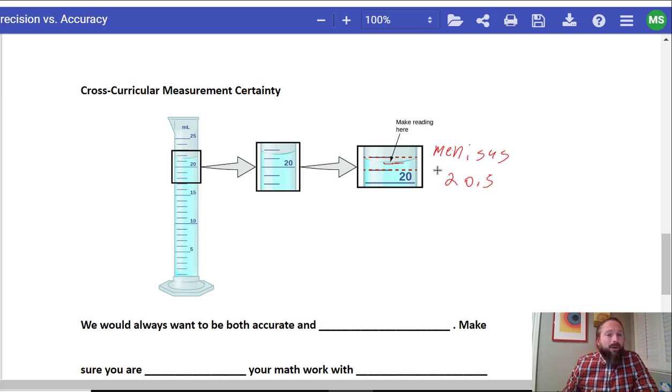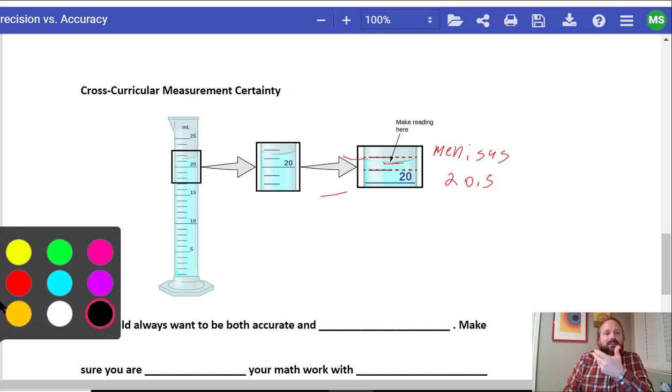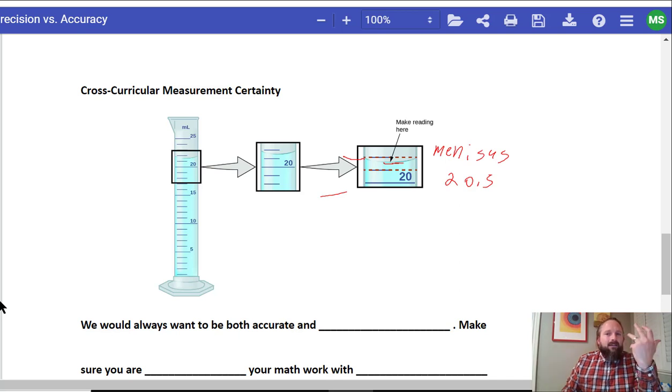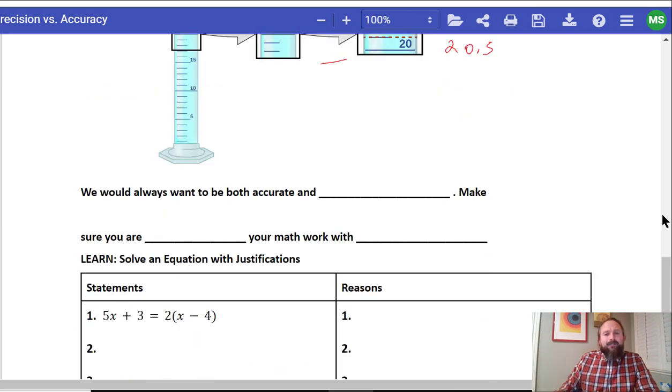Maybe 20.56, maybe 20.6. But you have to be precise. You can't just be like, it's 20. No, it's not. Or you'd be like, hey, it's 21. Well, maybe the top part, but it's the bottom part. But you should have learned this in your science class. Like, hey, you have to measure from this meniscus. Oh, meniscus. There's a C right there. So we would always want to be both accurate and precise.